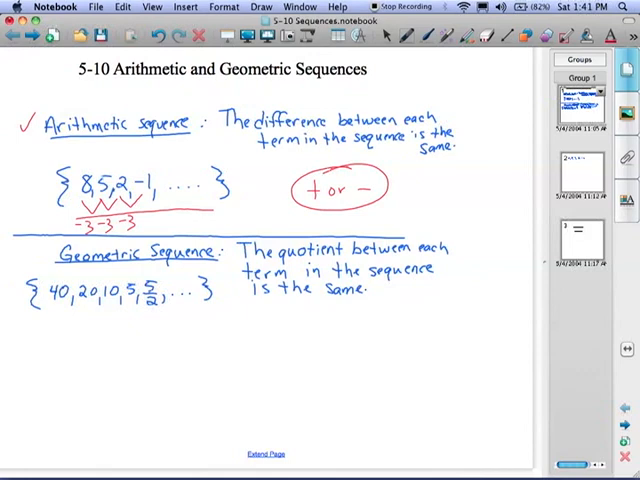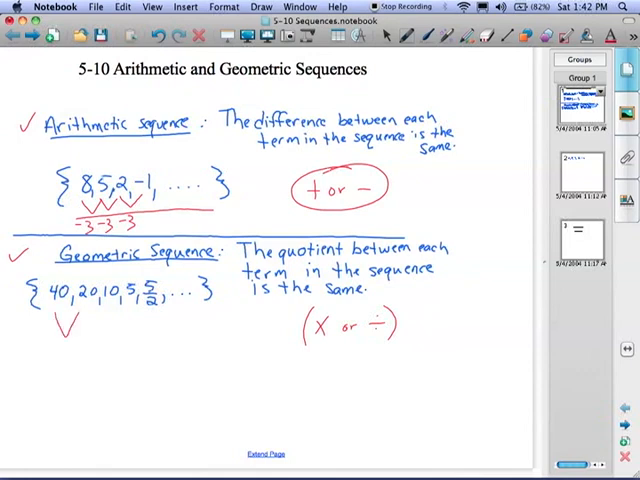A geometric sequence, the second example we're going to look at, is where the quotient between each term in the sequence is the same. And the quotient, for the purposes of this assignment, is multiplication or division, because we can divide by a number or we can multiply by the reciprocal of a number. It's just a shortened way of saying that for geometric sequences, the difference between them is multiplication or division.